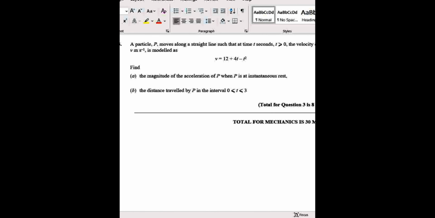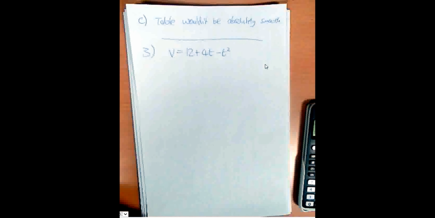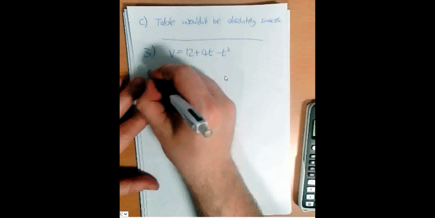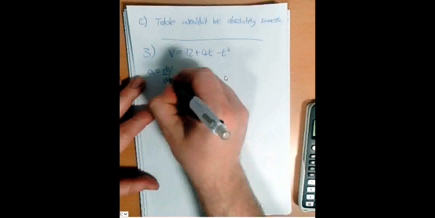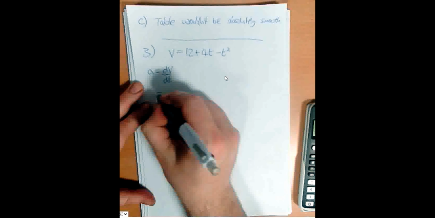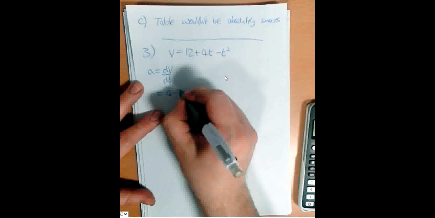Question 3. So we're given an expression for the velocity. I'll just write that down and then take the question paper off the screen. So part A, we need to recognise that acceleration is the derivative of velocity. So if I differentiate, I get 4 minus 2t.